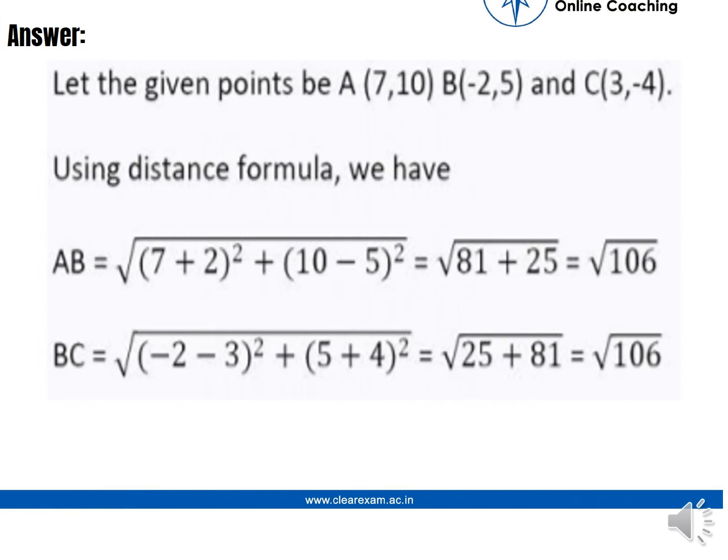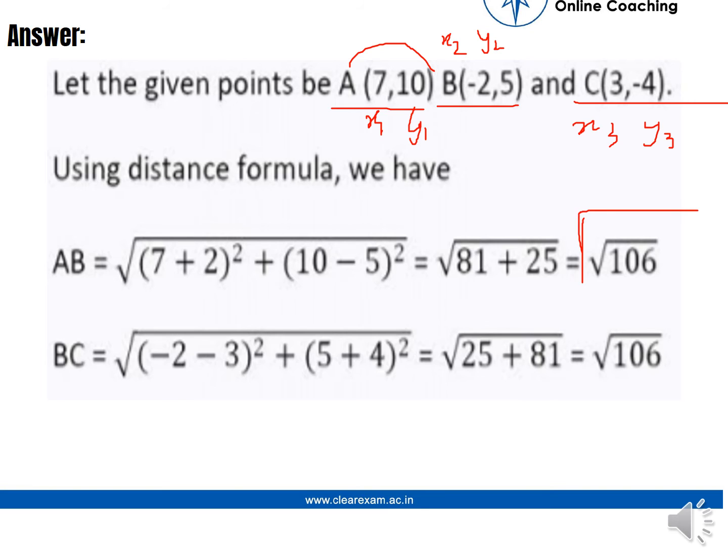So now let us take these points A, B and C. In order to do that, we need to find the distance between these vertices. We can name them x1 y1, x2 y2 and x3 y3. We can find the distance between A and B using the square root of (x2 minus x1) whole square plus (y2 minus y1) whole square. That becomes root of 106.